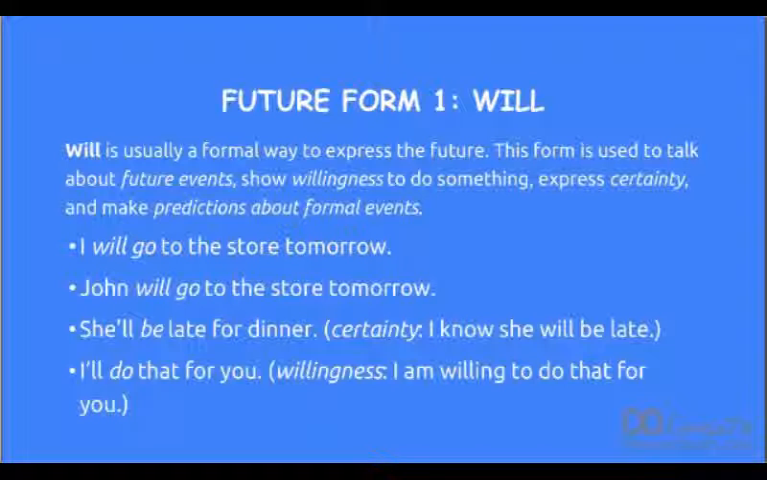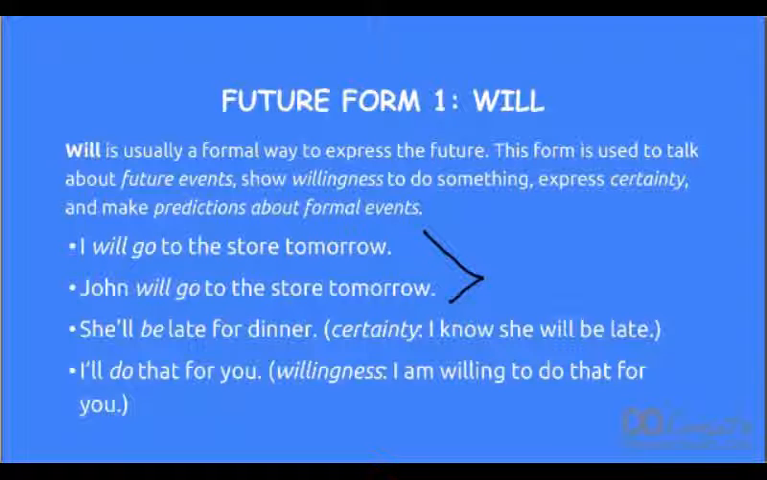Will is usually a formal way to express the future. This form is used to talk about future events, to show willingness to do something, to express certainty, and to make predictions about formal events. Let's look at some examples. In the first example, I will go to the store tomorrow. John will go to the store tomorrow.